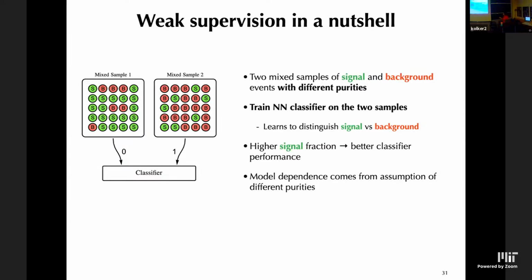You can instead create two mixed samples of signal and background events with different purities, and then train a classifier on these two samples to learn to distinguish signal versus background. Now, the higher the signal fraction here, the better the classifier performance. The model dependence here comes from the assumption of different purities, so you need to put some assumption in creating these two mixed samples.